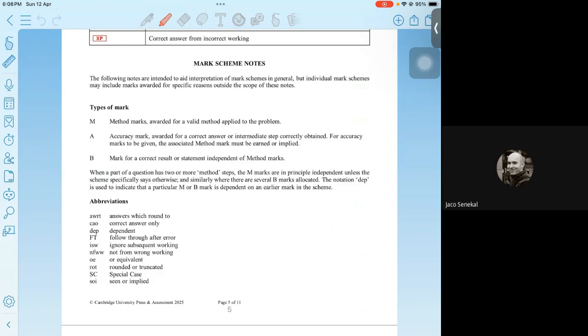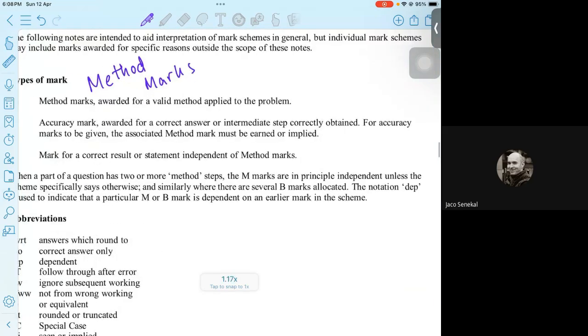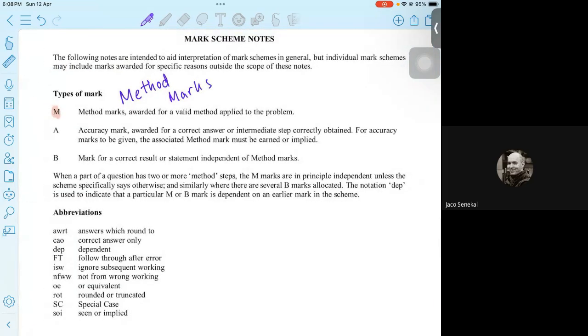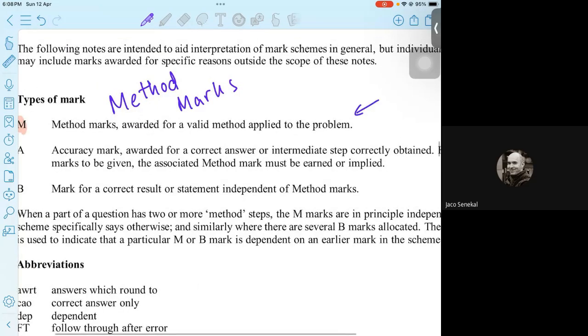The first one is M, which stands for method marks. Method marks are awarded for using the correct method. So you can get this mark even if you make a calculation error, as long as you write the formula properly and you plug in the values properly into the formula, you will get the method mark for it, even if your answer is wrong because suppose you made a mistake in typing in the calculator. Okay. So method mark is the most important mark in the entire paper.